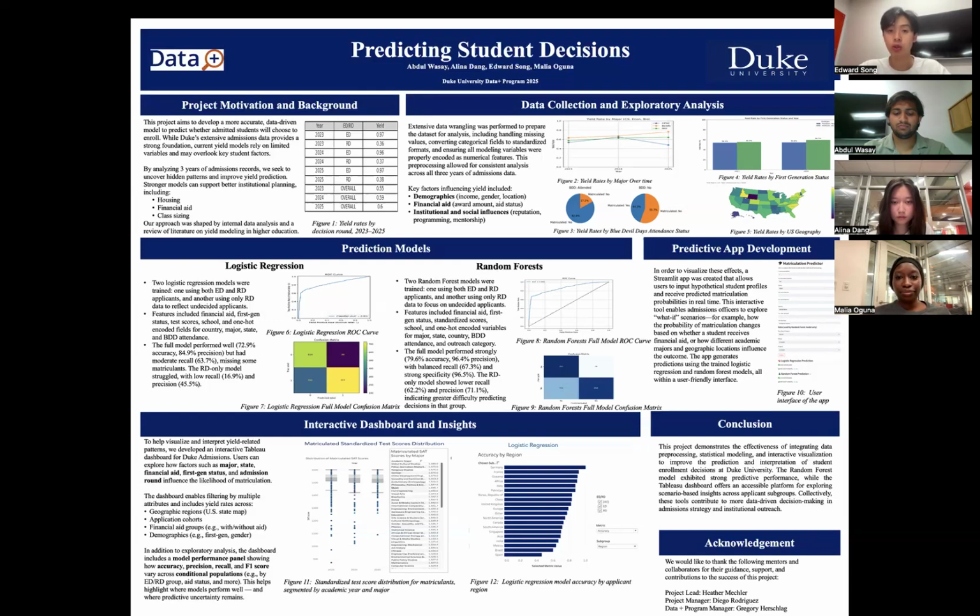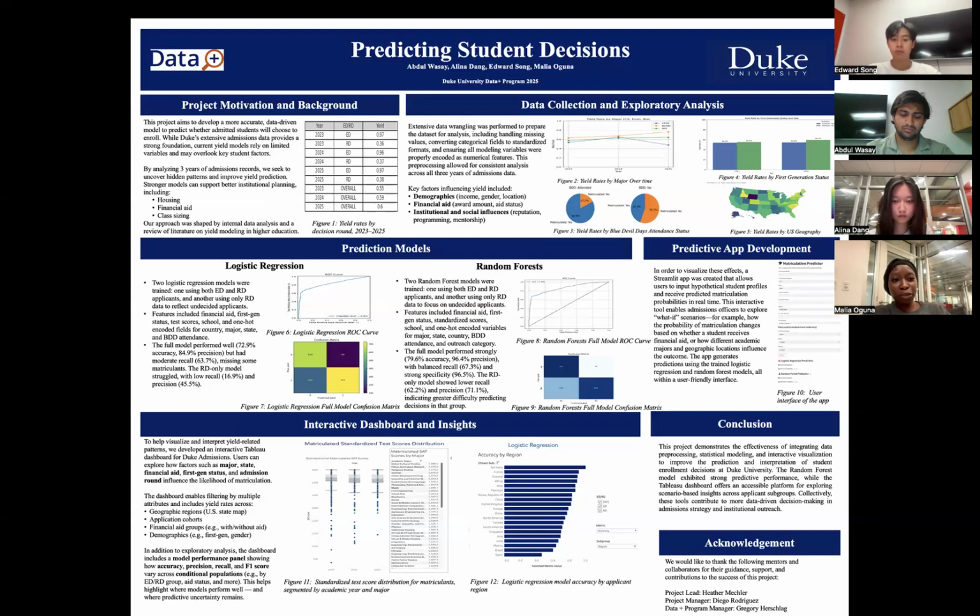While Duke already uses yield models, we wanted to improve prediction accuracy by using two different machine learning techniques and a more expansive set of features, along with creating dashboards and applications for admissions workers to be able to utilize. We analyzed 3 years of admissions data and incorporated both traditional and less visible variables. We were especially interested in identifying patterns across different student groups, with the goal of better understanding and supporting student successes. We also reviewed research literature to better understand what factors influence yield in higher education and how our work could contribute to institutional strategy.